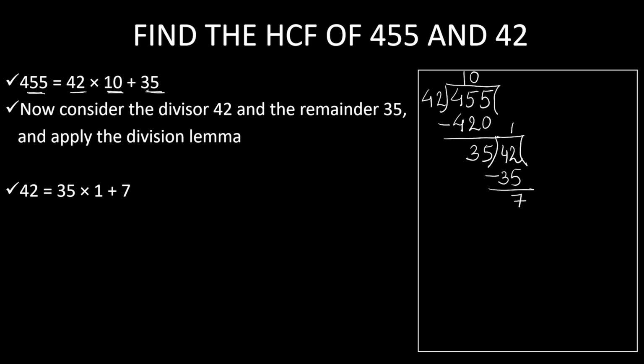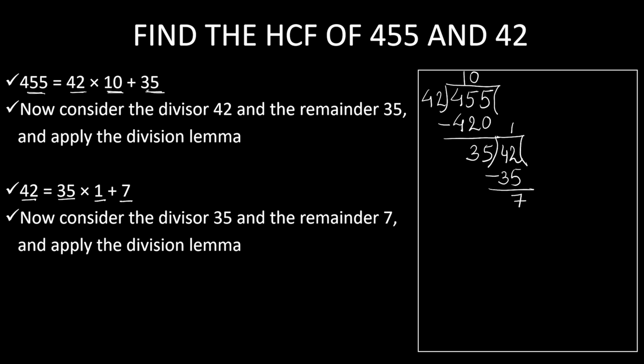We will write down 42 (dividend) is equal to divisor 35 into quotient 1 plus remainder 7. Now we will consider divisor 35 and remainder 7 and apply the division lemma again. So while applying that, 7 will be our new divisor and 35 will be our new dividend. 7 5s are 35. Now at this step we got the remainder as 0.